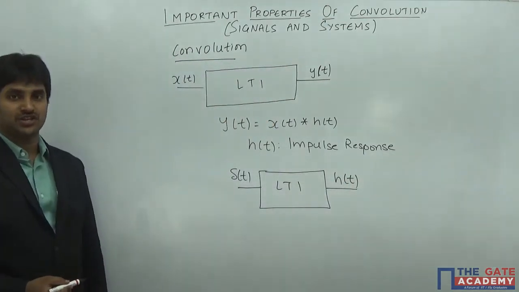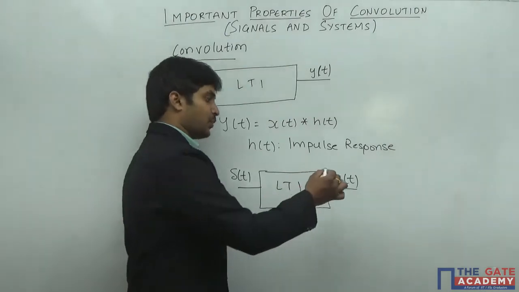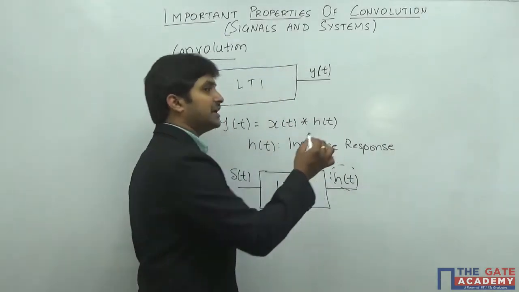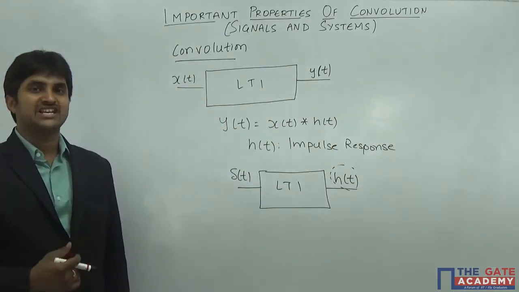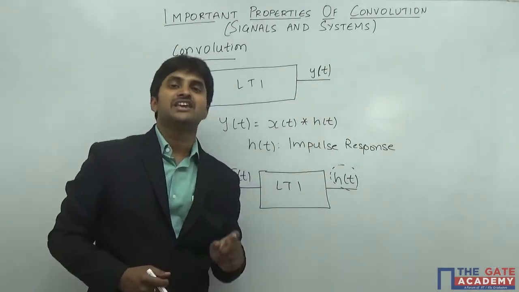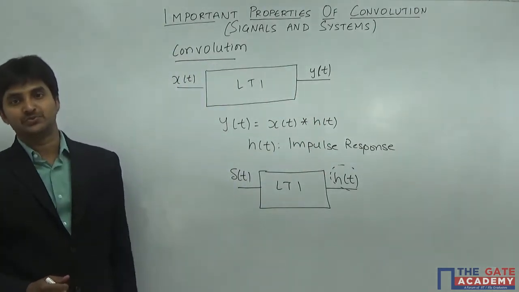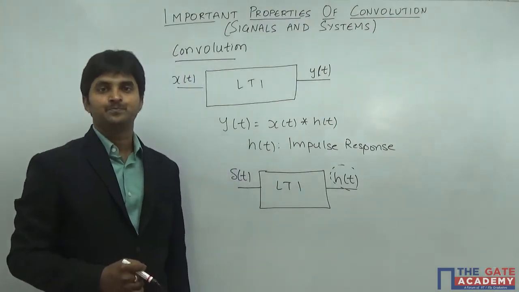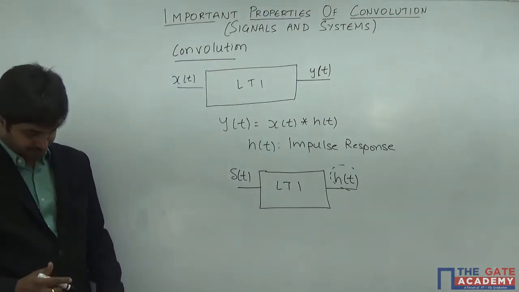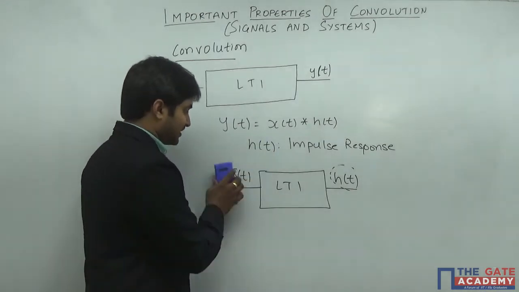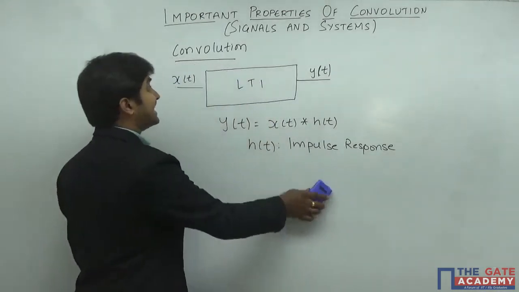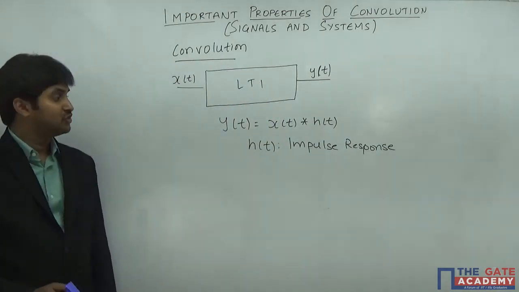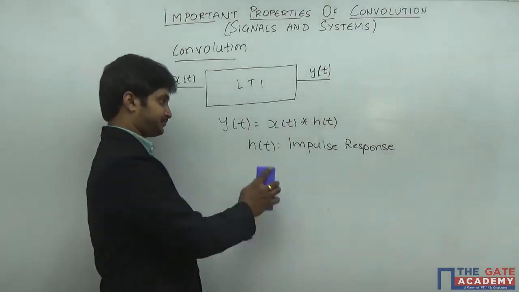Now, why do we generally use an impulse response? Impulse response is one of the ways of representing a particular system, because each and every characteristic of an LTI system can be represented using an impulse response. That is the reason why impulse response is a very important parameter for an LTI system. So that is something that you have to know to understand the properties of convolution.